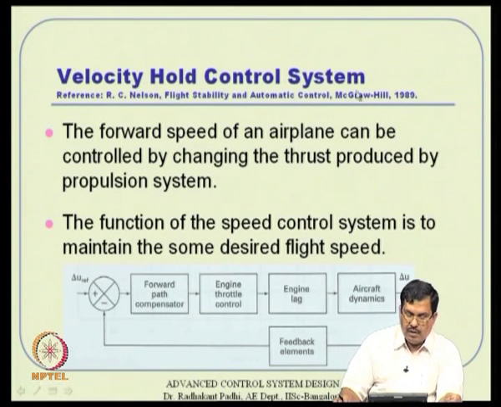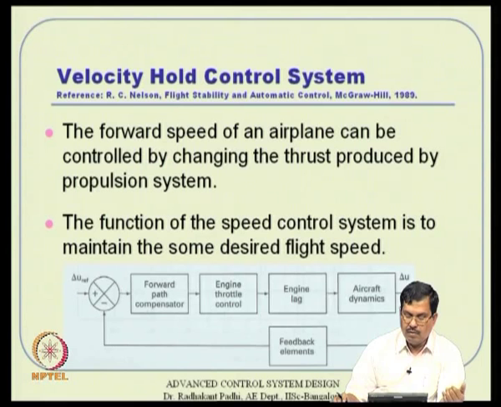Anyway, this is the velocity hold control system. What do you do? In any type of control system, and these are all based on PID ideas and things like that, you have some sort of reference command. That means that is the speed you want to maintain, and your actual speed can be something different. So you give the throttle command as some constant gain times the error in the output. That is the P part.